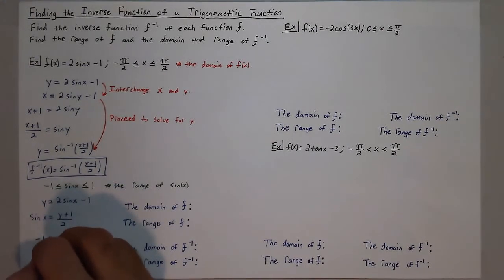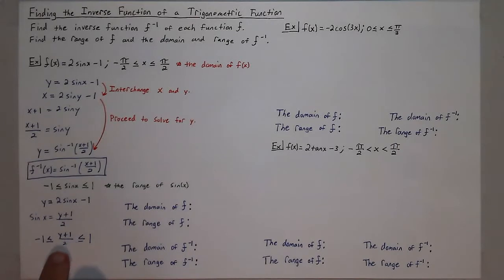So negative 1 is less than or equal to y plus 1 over 2, which is less than or equal to 1, and finish solving that compound inequality by multiplying all three parts by 2, which gives me negative 2 is less than or equal to y plus 1, which is less than or equal to 2, and then subtracting 1 from all three parts, giving me negative 3 is less than or equal to y, which is less than or equal to 1. And that's my range for this function, which is really nice.